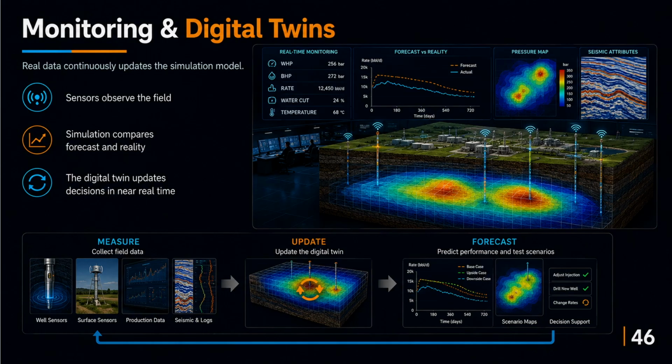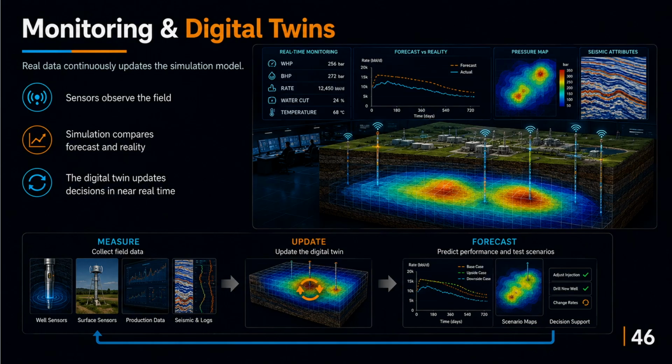This is particularly valuable for CO₂ storage because operators must demonstrate containment and pressure safety. It is also valuable for hydrogen storage because cyclic operation requires continuous forecasting of deliverability and gas inventory. A digital twin is not just a dashboard. It is an integrated system of data, physics, AI, uncertainty, and decision rules. The future of reservoir simulation will likely be real-time or near real-time, where models are updated automatically and used to guide safe and efficient operations.